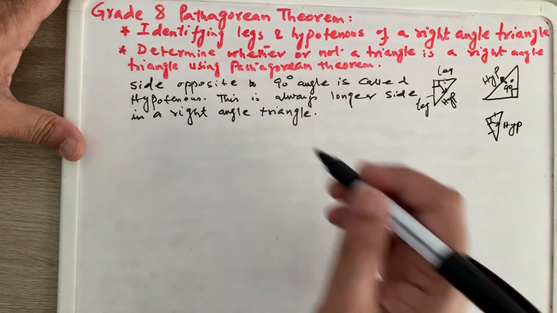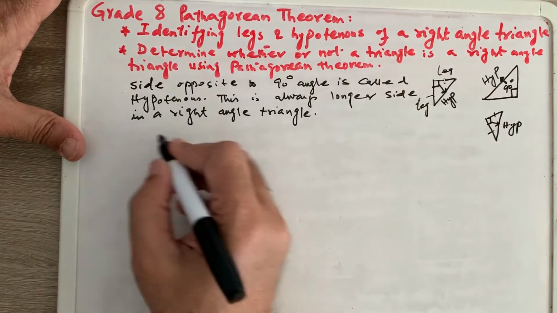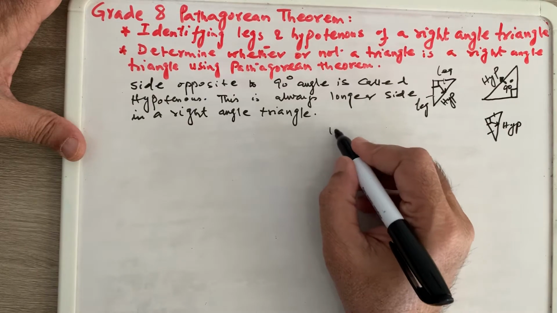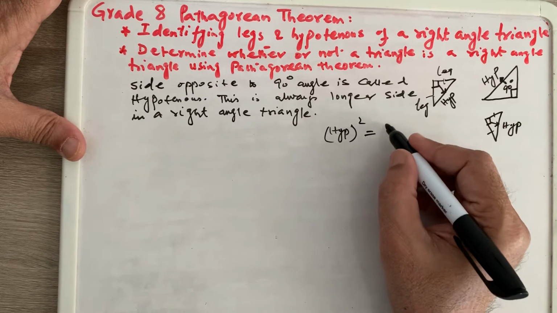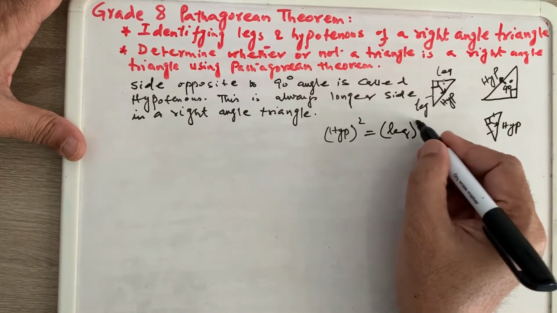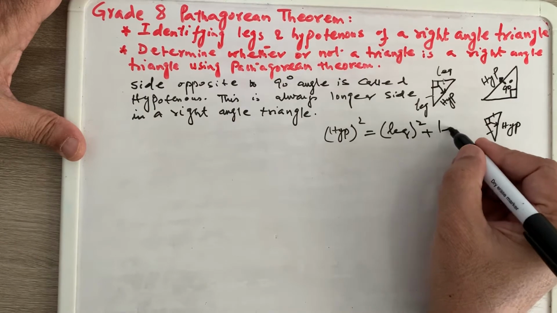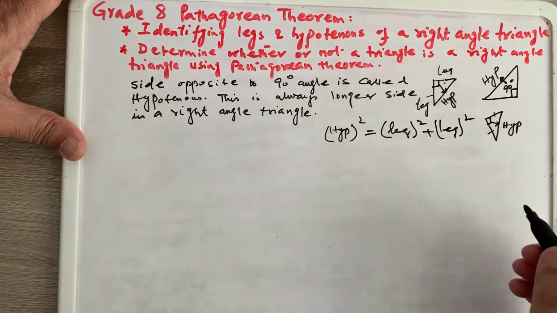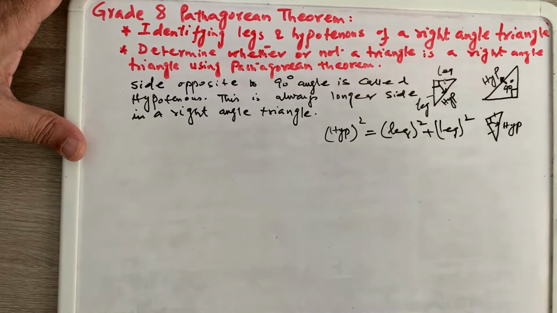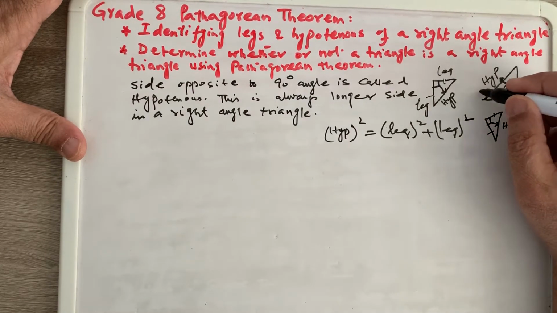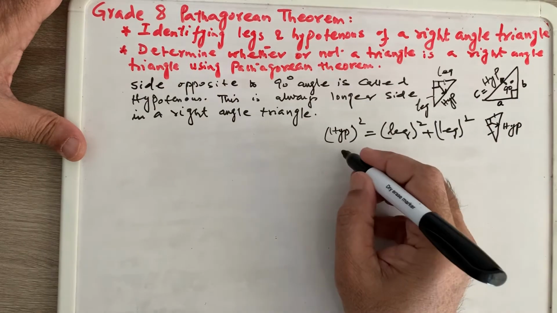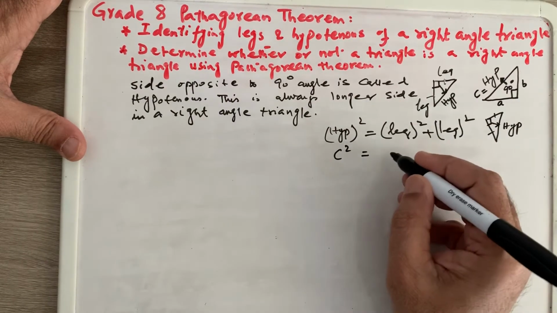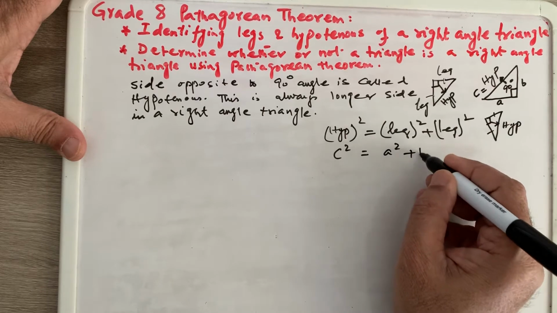And we know the Pythagorean theorem: the square of the longer side, that is the hypotenuse, is equal to the sum of the squares of the two legs. So leg square plus leg square. If we denote this longer side, which is the hypotenuse, as C, and the other two legs as A and B, then my formula becomes C square is equal to A square plus B square.